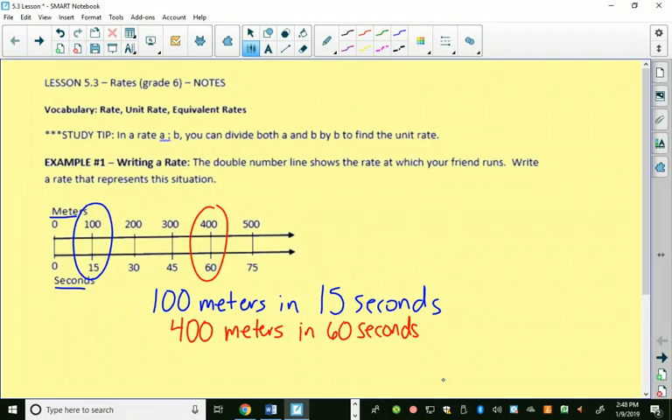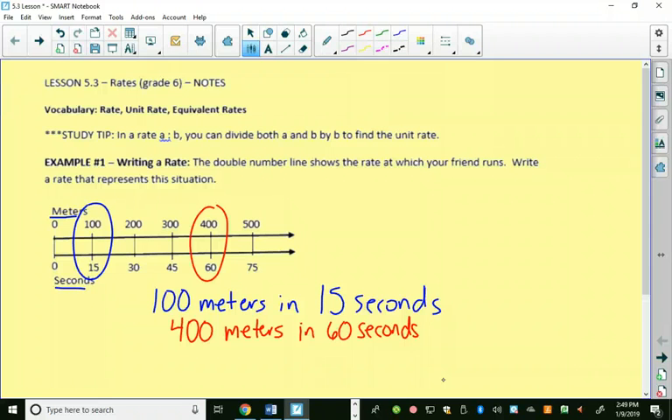I make sure when I'm doing a rate that I label both the units because it is a rate. It's not comparing the same unit, so I have to make sure I label each of them. Whenever you're asked to write a rate, you need to have a label after each number. When I ask you to write a ratio, you may not need to write the unit because they're asking you to write the ratio in a certain order. Okay? So I could have also picked 230, and I would have written 200 meters in 30 seconds. If I would have picked 345, I would have written 300 meters in 45 seconds, or the 575, which would be 500 meters in 75 seconds.